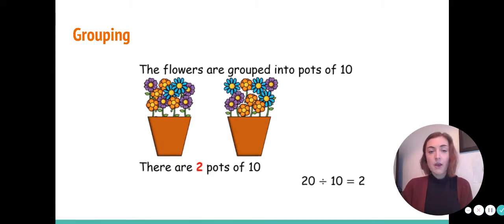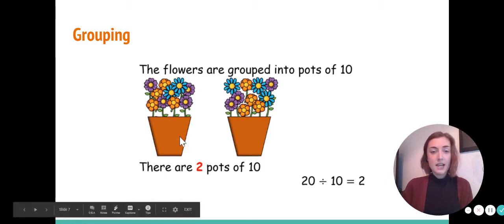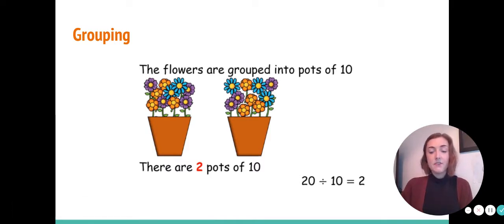Then I asked you to have a go at grouping. So I have 20 flowers and I have grouped them into 10. So I've got 10 here and 10 here. And I had to fill 2 pots of 10. So 20 divided by 10 equals 2. 20 flowers grouped into groups of 10 needed 2 pots. 20 divided by 10 equals 2. That should feel really familiar now. It's a pattern we've been doing a lot.